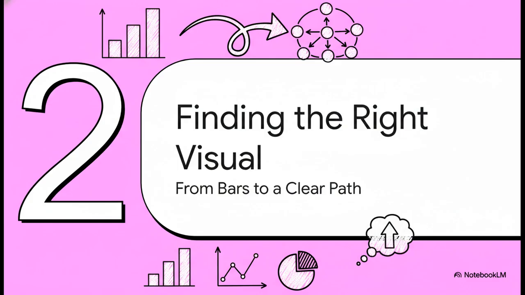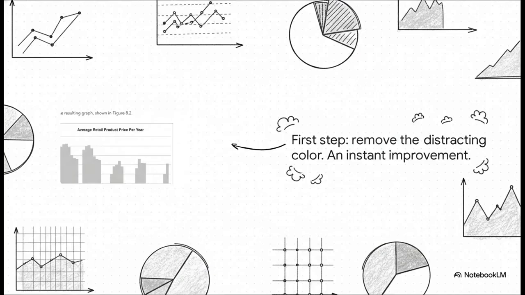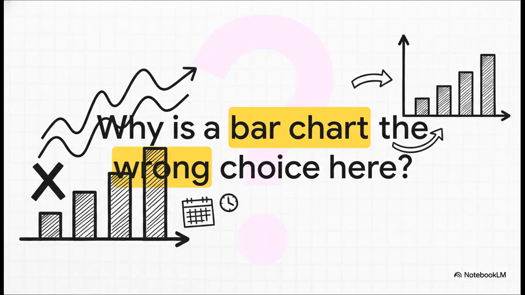The form of our chart absolutely has to follow its function. Let's see how we can do a whole lot better. So, what's the first and easiest step? Let's just get rid of that distracting color. Just by making all the bars in neutral gray, our brain can stop trying to figure out what each color means and actually start focusing on the shapes and patterns in the data. It's an instant improvement. But we can still do better.